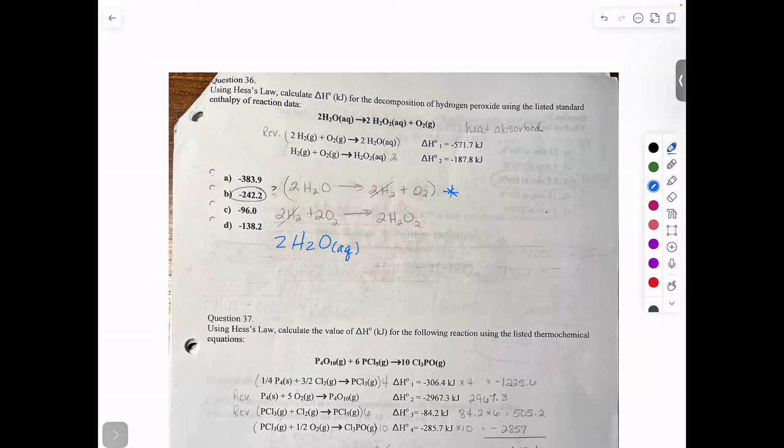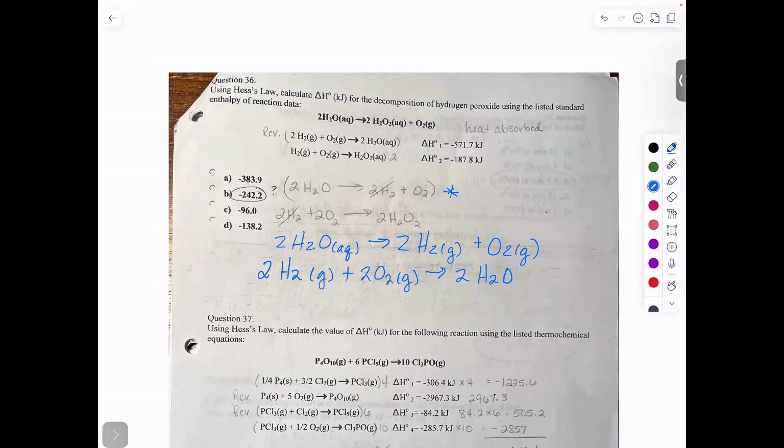I'll put the states that matter as well. We have 2 hydrogen molecules with an oxygen. Okay. And I doubled that second equation. So 2H2 gas plus 2O2 gas. And I did this problem.